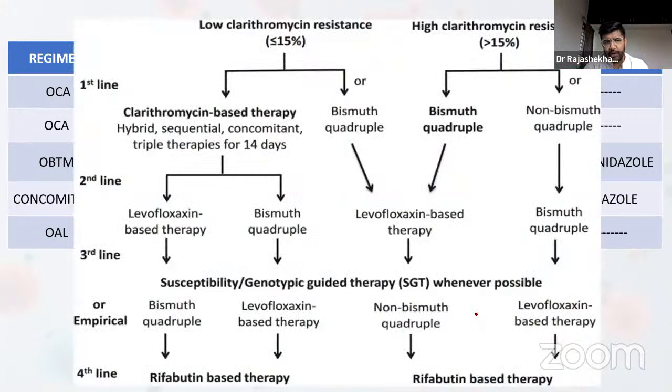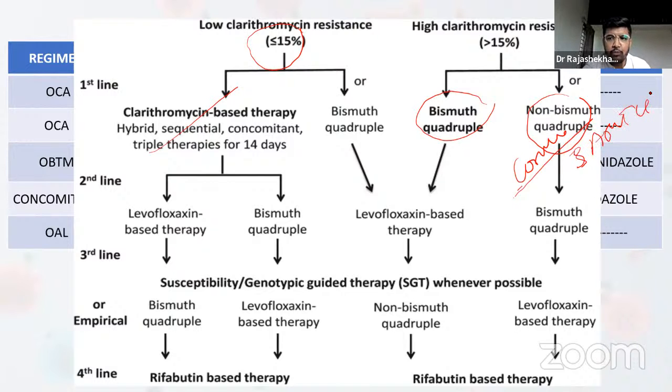So what do the guidelines say? For the first line, if the clarithromycin resistance is low, you can use clarithromycin-based therapy. If the resistance is very high, you can use a quadruple therapy, either bismuth containing or non-bismuth containing. The non-bismuth containing quadruple therapy is usually a concomitant therapy where we use 3 antibiotics, that is amoxicillin, metronidazole, and tinidazole plus omeprazole.